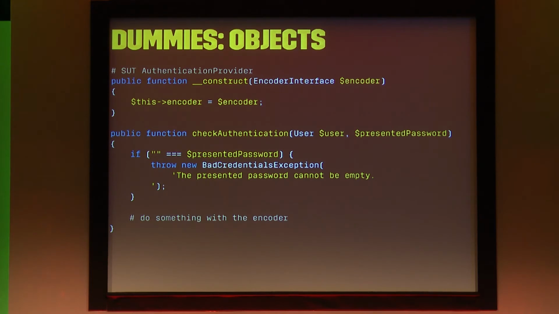Dummy objects are a little bit more complicated. So this is an adapted version of authentication provided from Symfony. It requires an encoder interface in the constructor, but when you're checking authentication, if you give it a blank password, it's going to throw an exception. So it's obviously not going to use the encoder, and it's not actually going to use the user either, but we'll ignore that for this example.